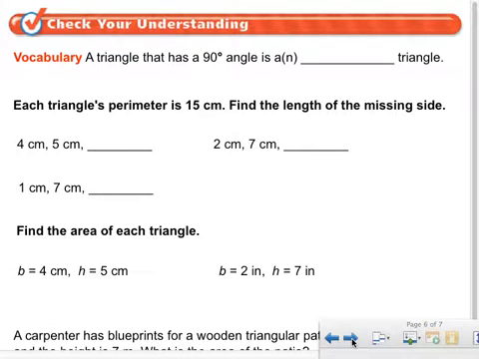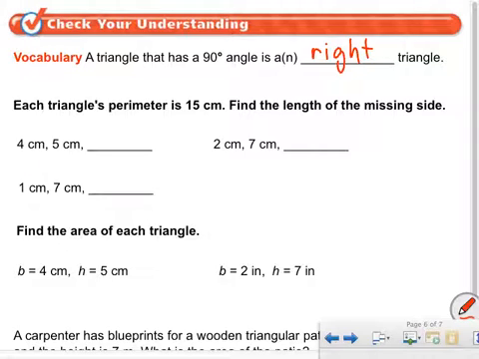A triangle that has a 90 degree angle is a what, right triangle? Right. It is a right triangle. Now, I'm going to read this to you. Each triangle's perimeter is 15 centimeters. Find the length of the missing side.